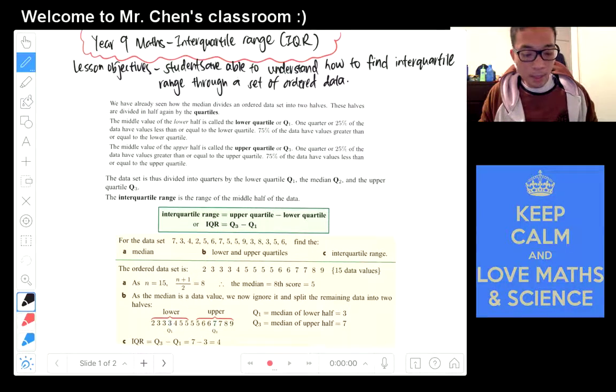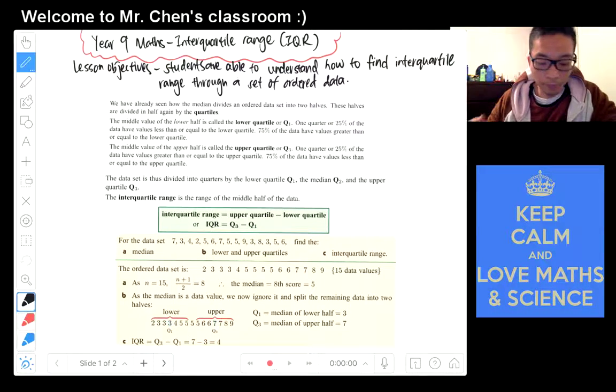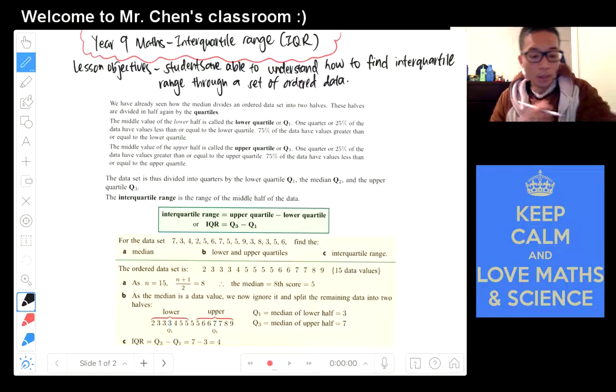So today in maths, we will be looking at interquartile range, which is pretty much one of the final bits for your year 9 statistics. So let's jump right into it. The lesson objective: students will be able to understand how to find interquartile range through a set of ordered data, and also you will know what interquartile actually means by the end of this.